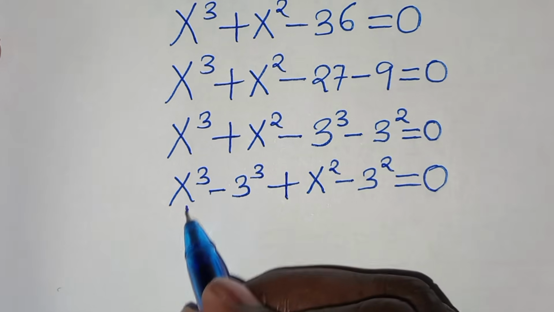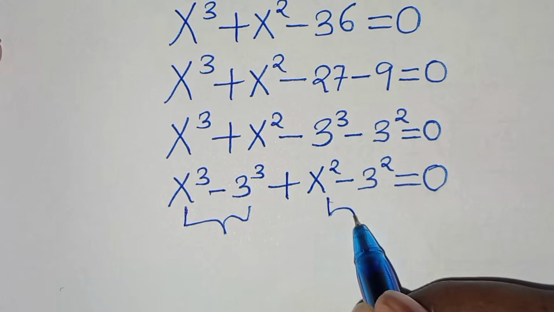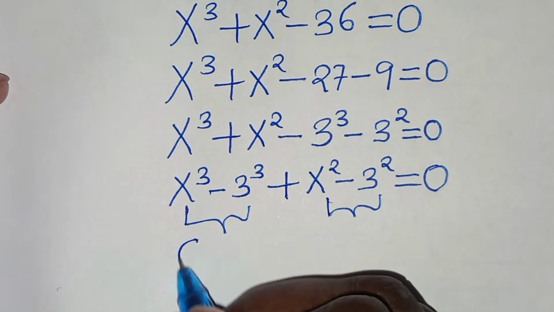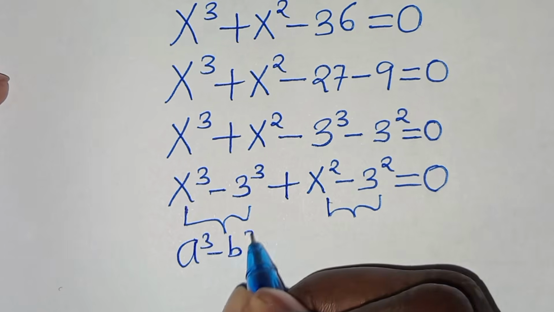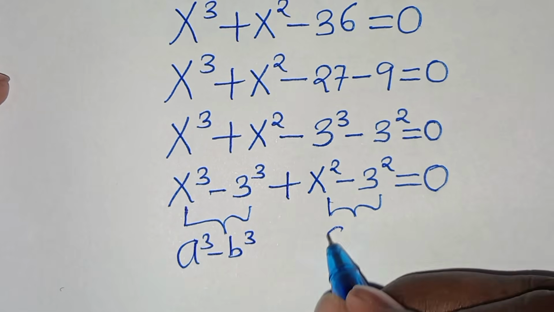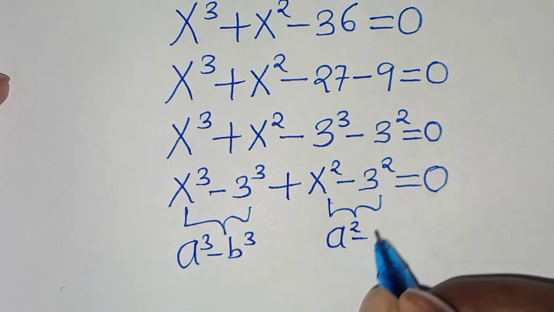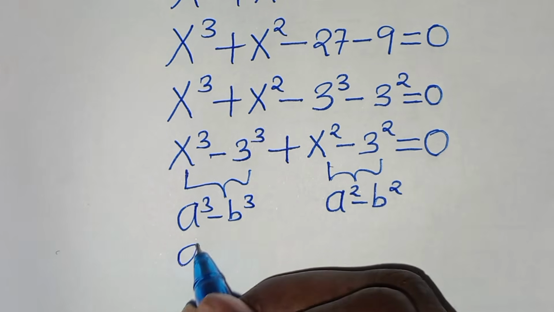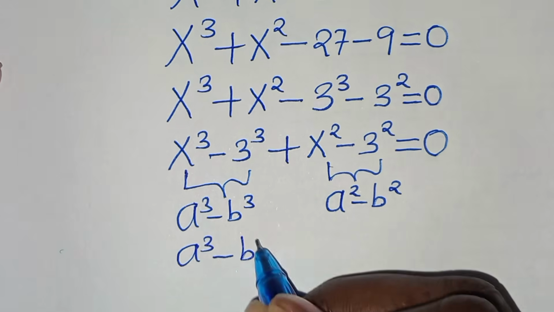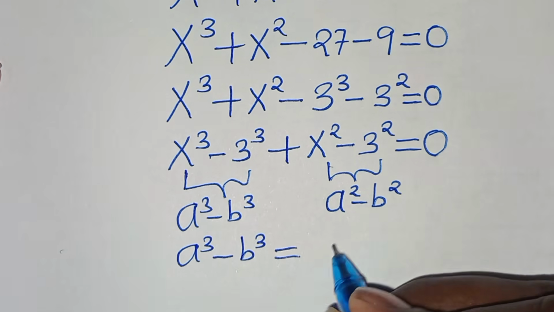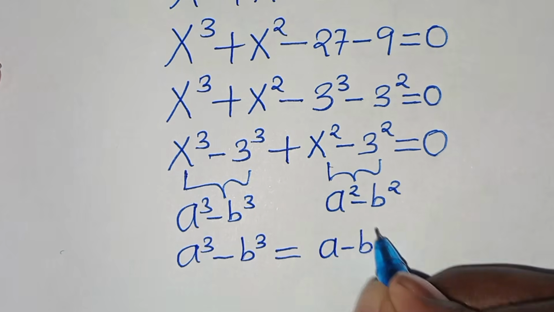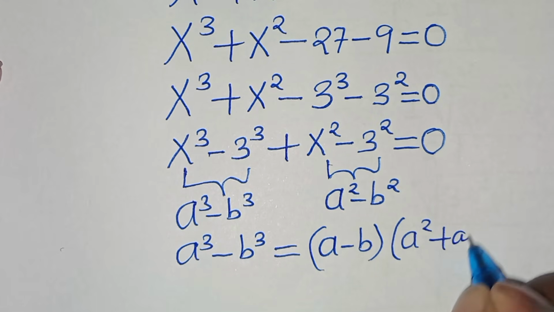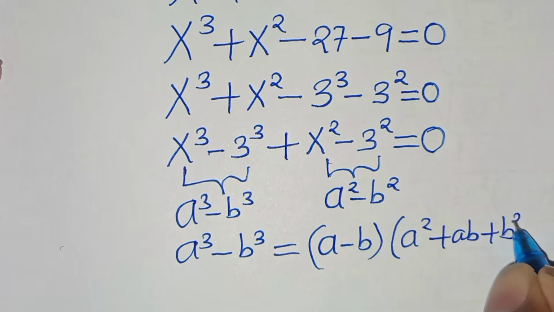So we have got two parts here. The first part is the difference of two cubes, which is a to the power of 3 minus b to the power of 3. The second part is the difference of two perfect squares, expressed as a squared minus b squared. So a to the power of 3 minus b to the power of 3 can be expressed as a minus b, then we have a to the power of 2 plus a times b, then plus b to the power of 2.